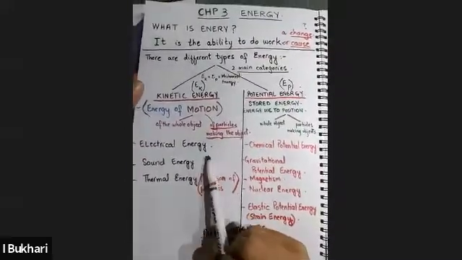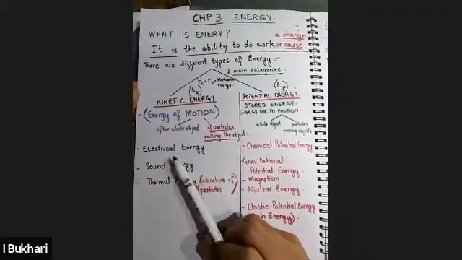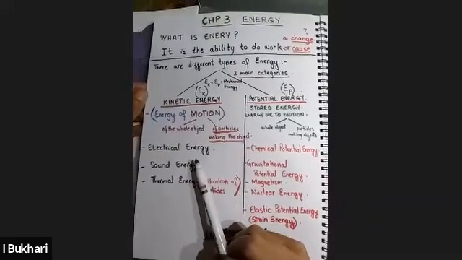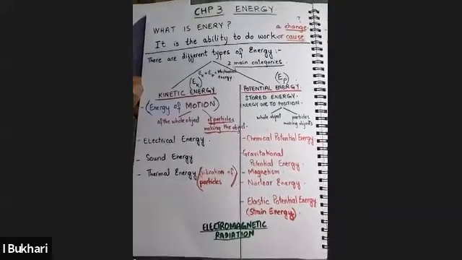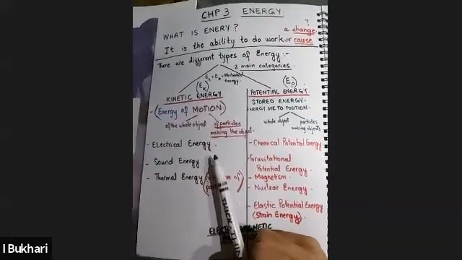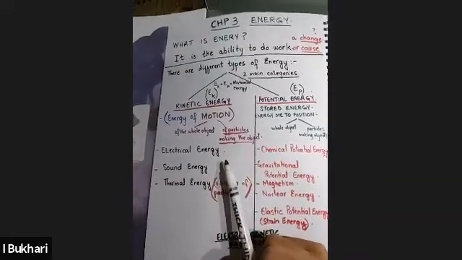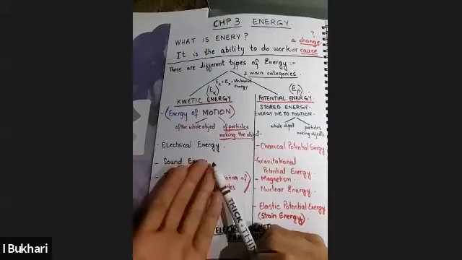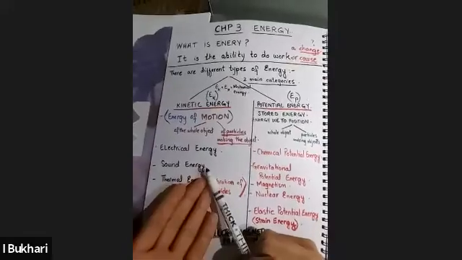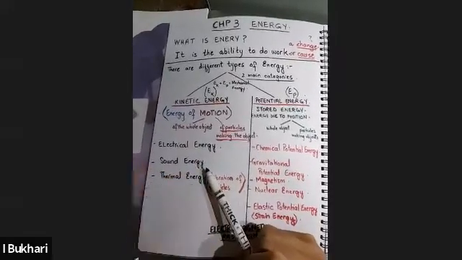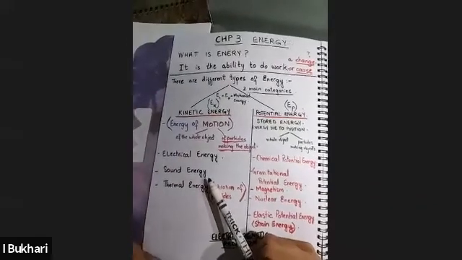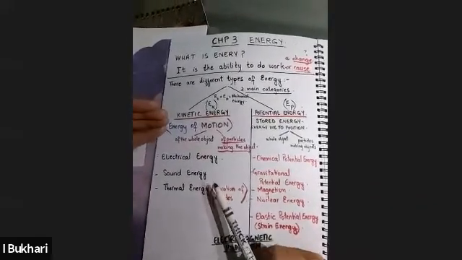Now, electrical energy is the energy due to moving electrons. I hope you remember the structure of atom. We did the structure of atom, and I introduced you to the electrons, or maybe you already knew electrons from grade 5. So electrical energy is due to the movement of those electrons, okay? Sound energy is due to the vibration of particles back and forth. Remember, sound energy is produced due to the vibration of particles back and forth.